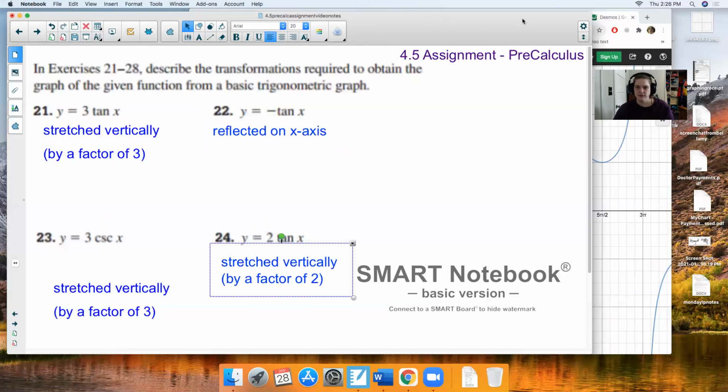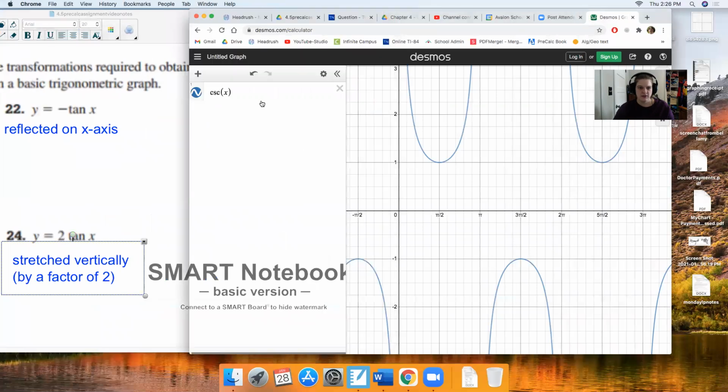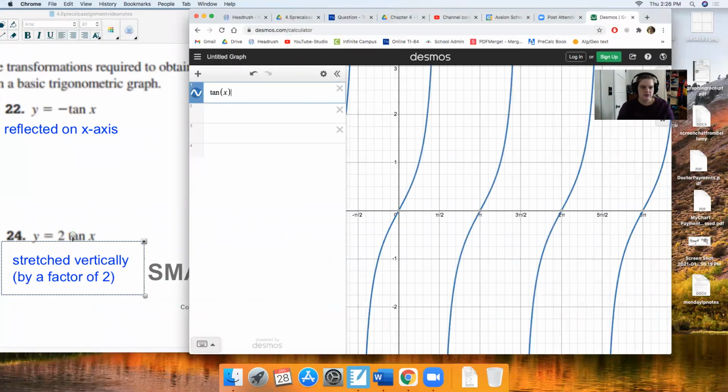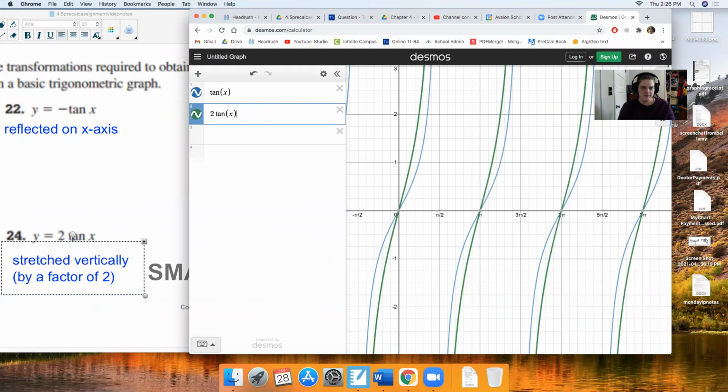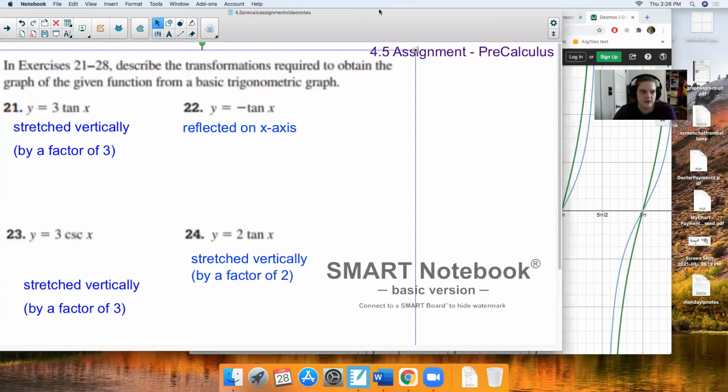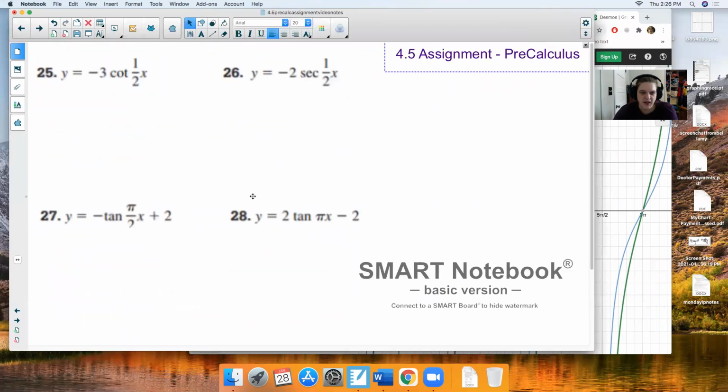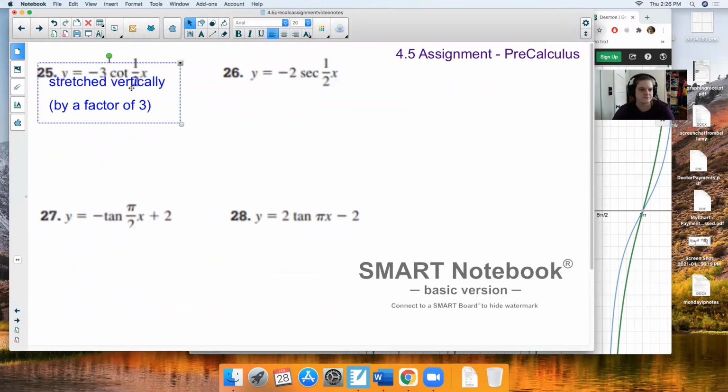So if we take the time to graph this one here with its parent function, which would be tangent, and then this new function, which is 2 tangent, hopefully you can see that as much as it looks pretty much the same, it's going to have the same asymptotes. This one is steeper, and so it has been stretched by that factor of 2. So steeper. That's another way of describing it. And then the last one's here.